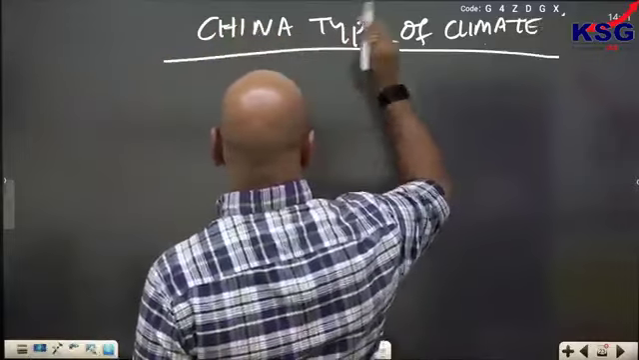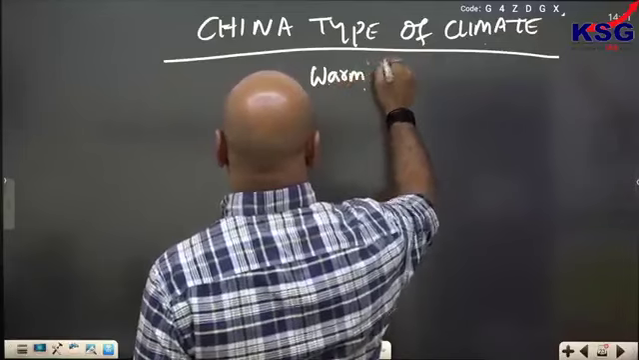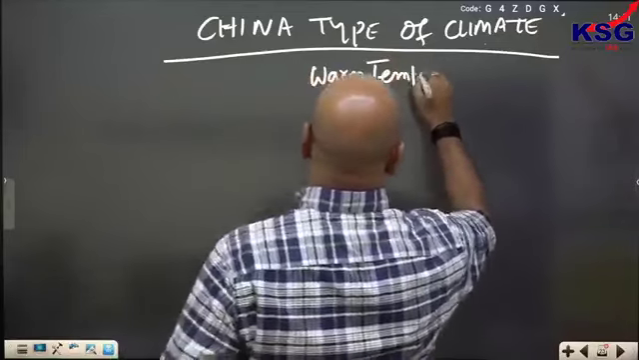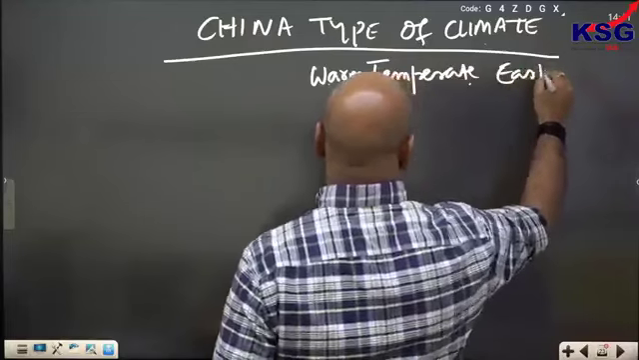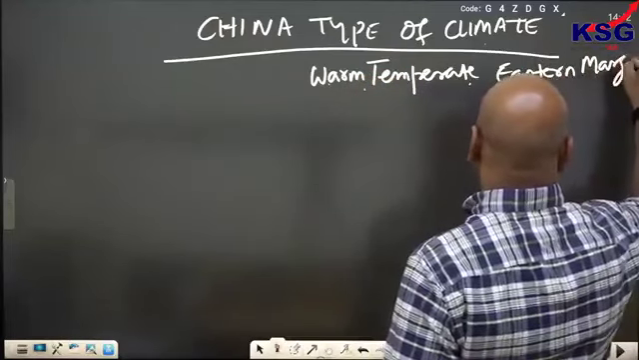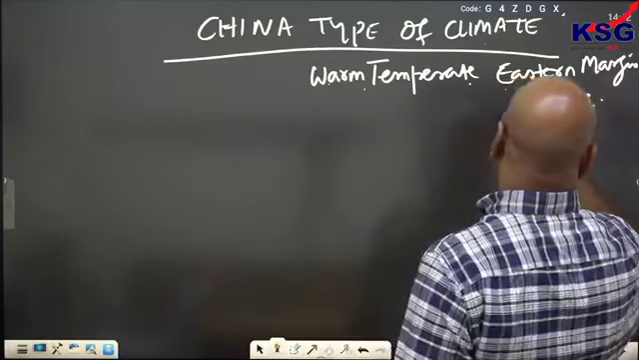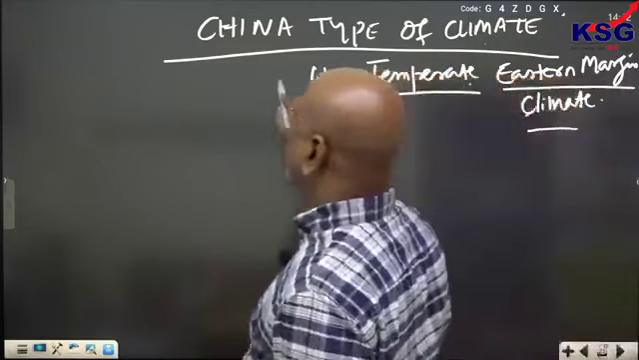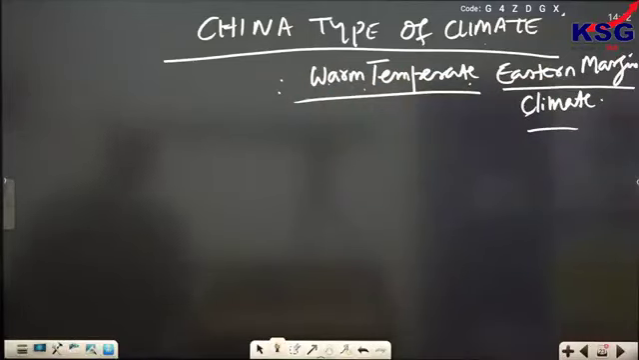Otherwise, we can say this as warm temperate eastern margin climate. Warm temperate eastern margin climate.